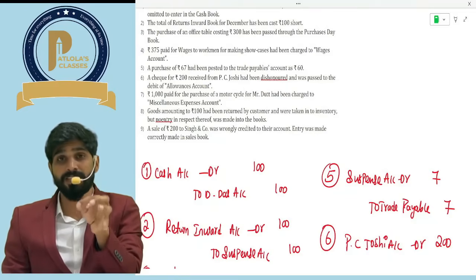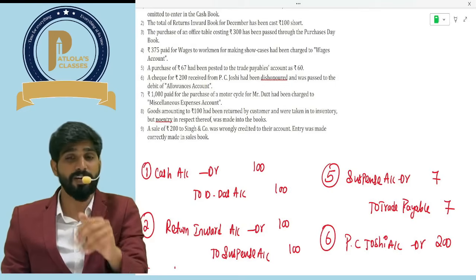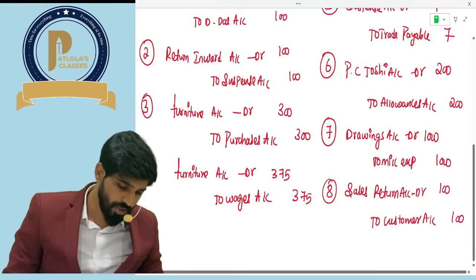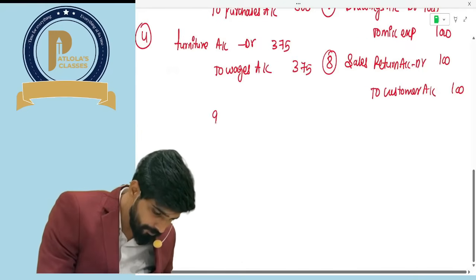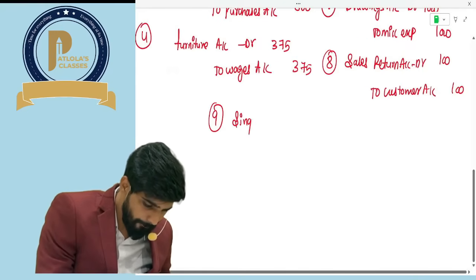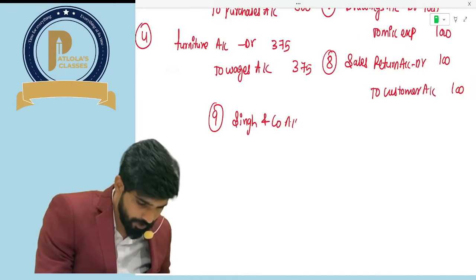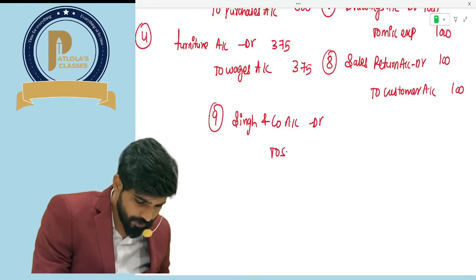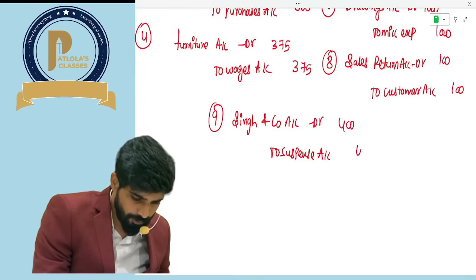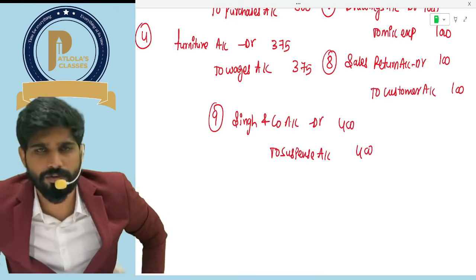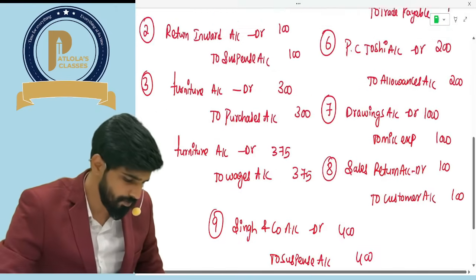So we need to debit Singh and Co. account not by 200 but by 400. So the rectification entry will be ninth one, Singh and Co. account debit to suspense account. How much? 400. Along with this, we can also understand how to prepare suspense account in this question.